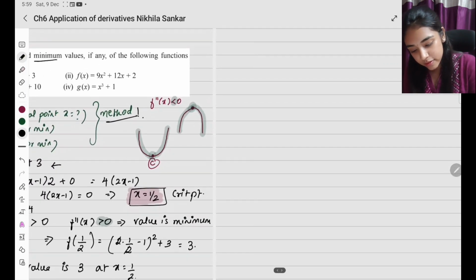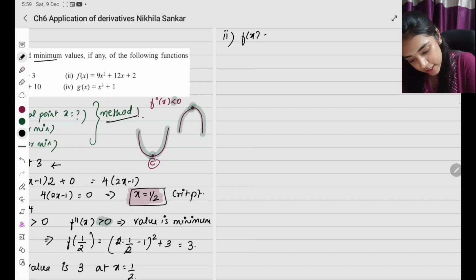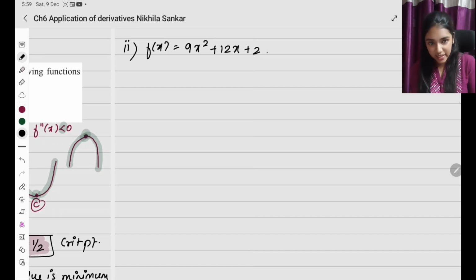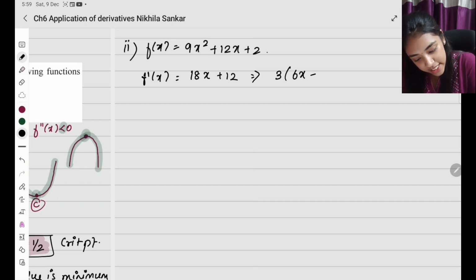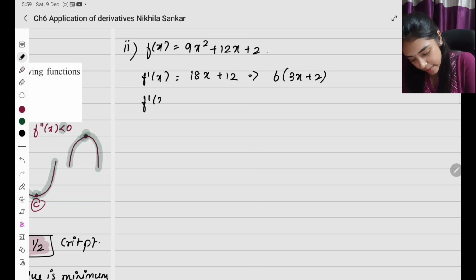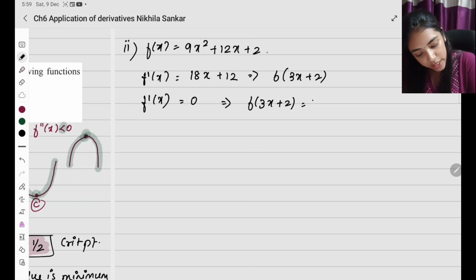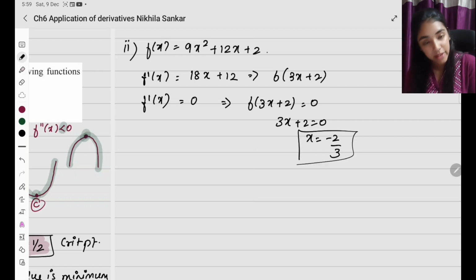Okay? So I have subsection 2, f of x equals 9x square plus 12x plus 2. Now I'm going to use the first derivative method. So I have f dash of x is going to be 18x plus 12. I can take 4 common or 3 common, or I can also take 6 outside. So when I take 6 outside, 6 times 3x plus 2. Now what is my next step? f dash of x equals 0. When I do that, I have 6 times 3x plus 2 equals 0. So from this, 3x plus 2 equals 0, x equals minus 2 divided by 3. So I have found my critical point.